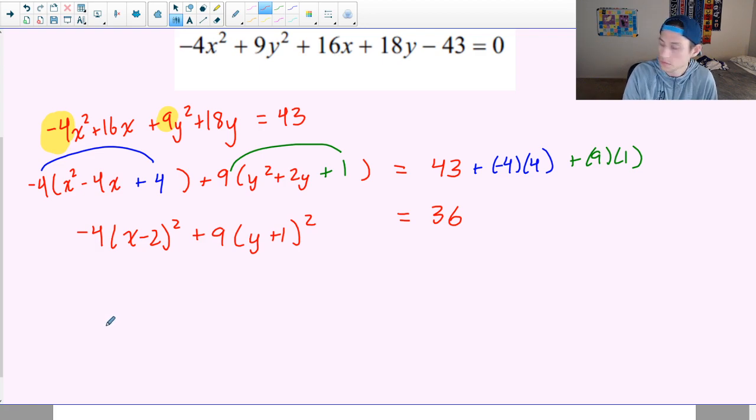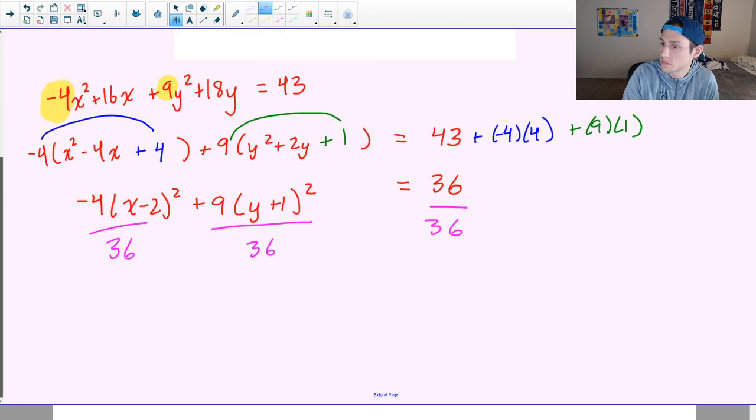And then lastly, I just want this to be 1 on the right side instead of 36. So I go through and divide everything by 36. Gives me the 1 on the right side. Now I need to simplify fractions. 9 over 36 would simplify into 1 over 4. Negative 4 over 36 would simplify into negative 1 over 9.